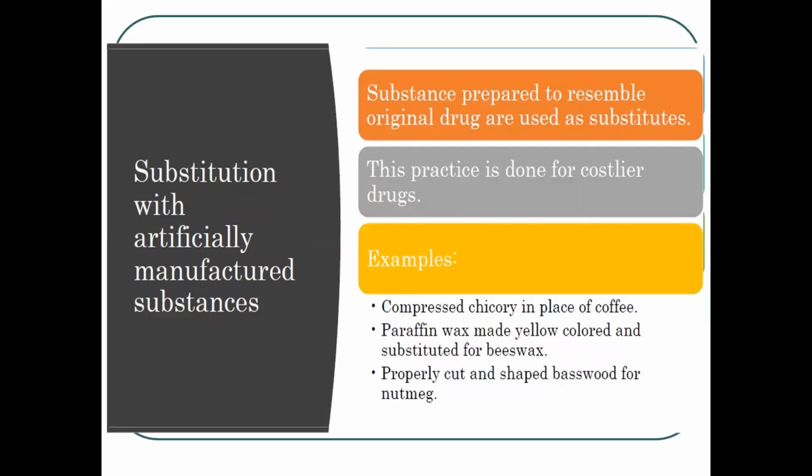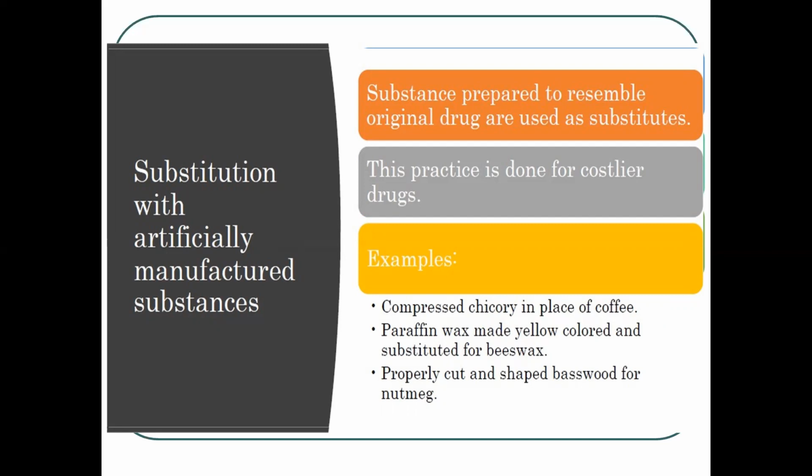Then comes the substitution with the artificial manufactured substances. इसमें क्या करते हैं, हम substance prepare करते हैं to resemble original drug. एकदम से original artificially manufacture कर लेते हैं जो resemble करे original drug से, and this practice is done for the costlier drugs. जो बहुत ही महंगे drugs होते हैं उनके लिए ये practice follow की जाती है. For example, compressed chicory in place of coffee. Coffee की जगह आप chicory को use कर देते हैं.